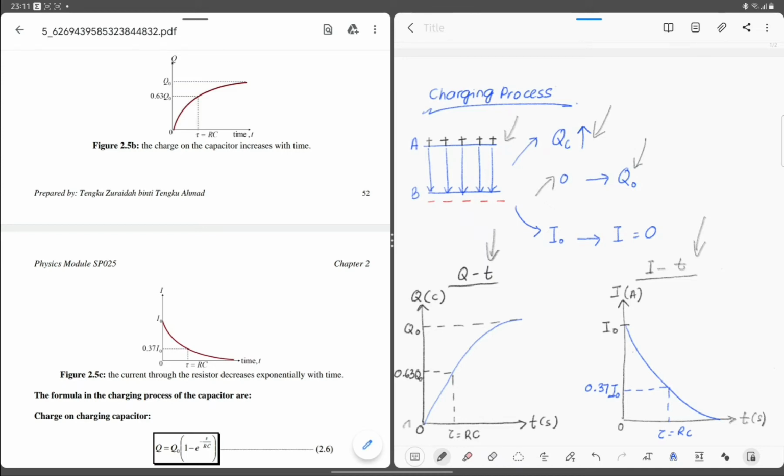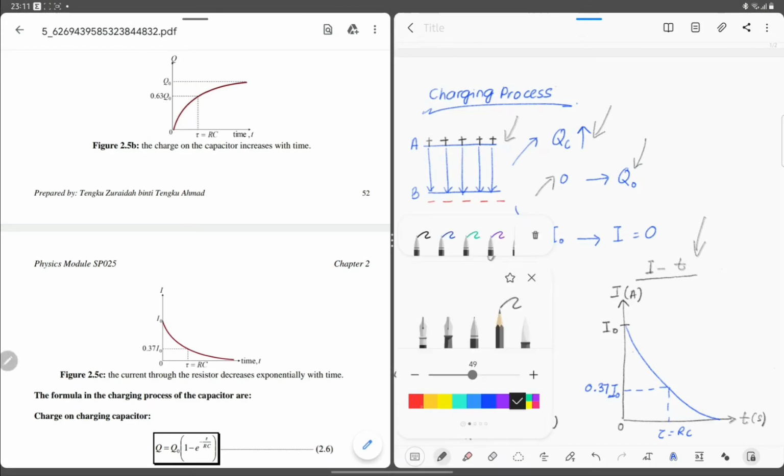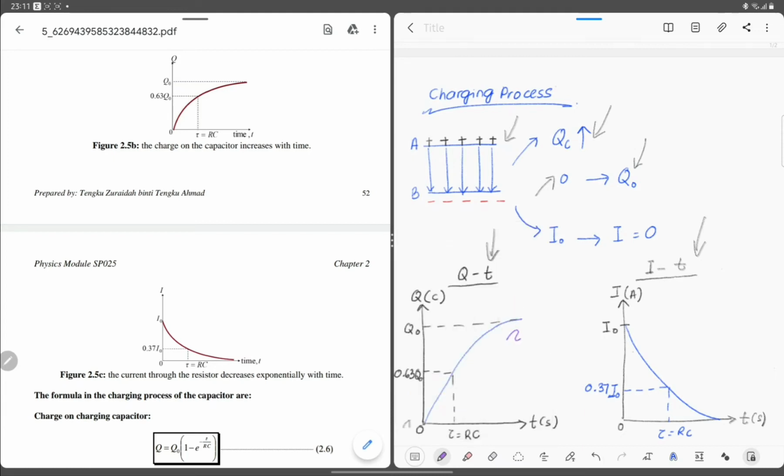Dan bila bentuk dia adalah bentuk exponential, maka kita boleh represent dia dalam equation matematik. So, apakah equation matematik bagi graf ini? Okay, Madam tulis ya. So, equation matematik bagi graf ini adalah Q sama dengan Q0 1 minus e negative t over RC. Okay. Apakah Q0? Q0 ni adalah maximum charge, total charge, so, that can be stored. So, Q0 ini adalah bersamaan dengan CV0.